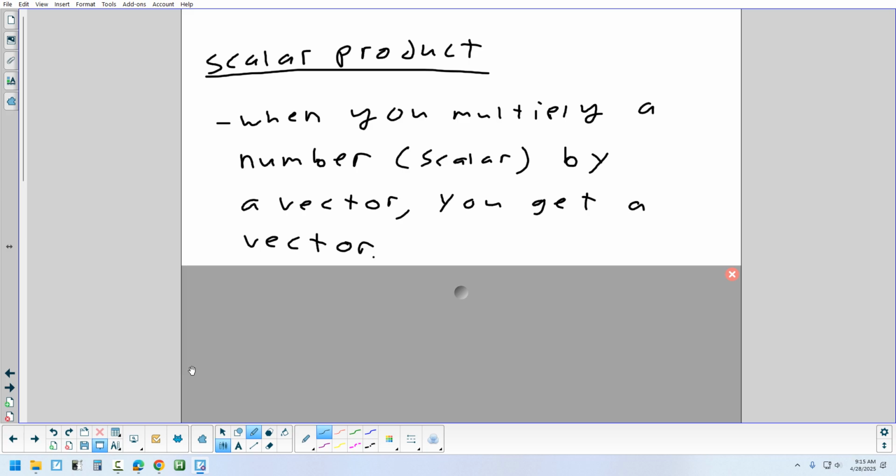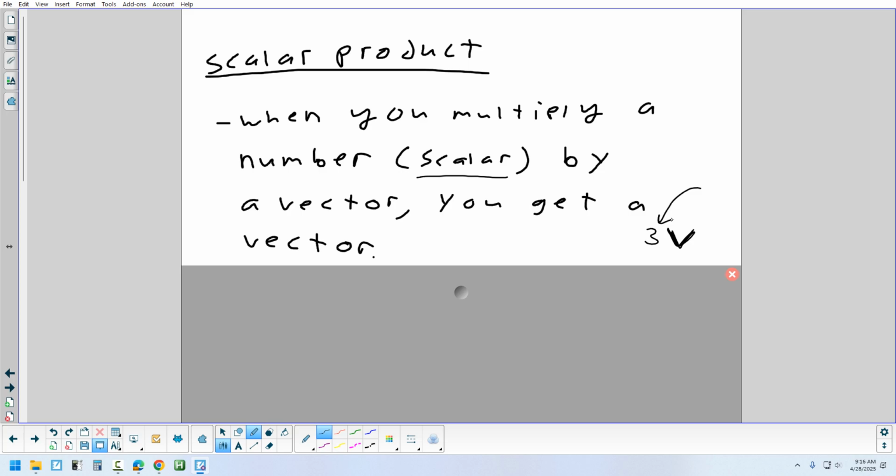So a scalar product is when we take a vector, like v, and we multiply it by a number. What do you think multiplying v by 3 would do to it? Triple it. Yes, it would make it 3 times as long. So when you take a vector and you scale it, this number in front is called your scalar.